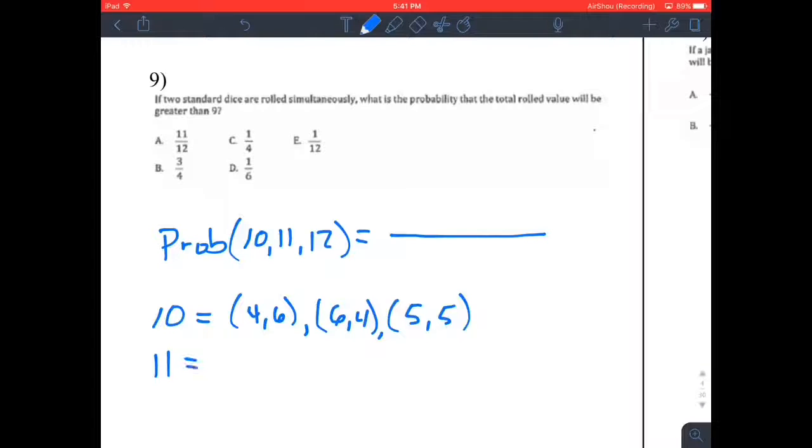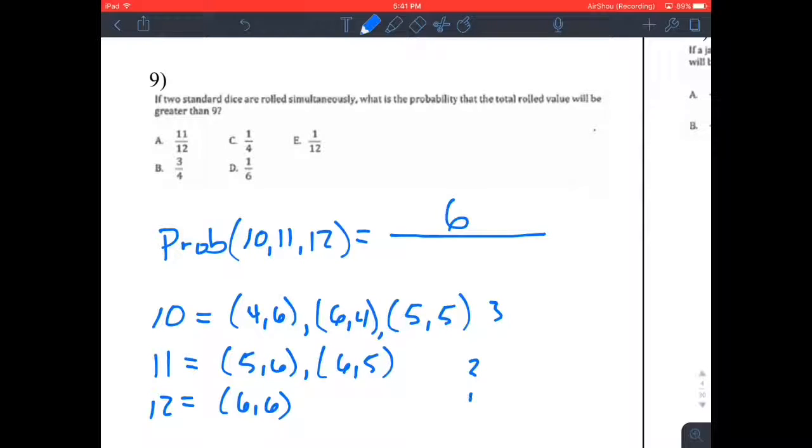How many different ways can you get an 11? You can get an 11 if you roll a 5 and a 6, or if you roll a 6 and a 5. How many different ways can you get a 12? Only one, if you get 2 6s. So the reason we wrote those down is so we know how many favorable outcomes there are. There are 6 favorable outcomes. You got 3 here, 2 here, and 1 here.